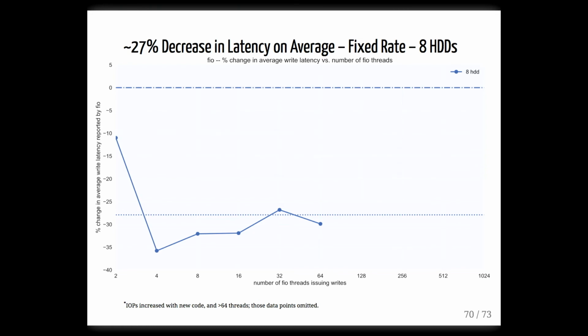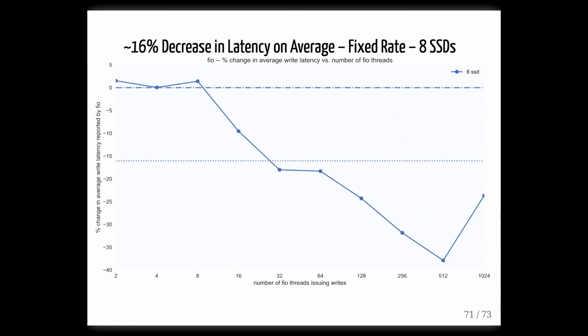Also worth noting, the IOPS began to diverge at thread counts greater than 64, where my new code started doing more IOPS than the old code. So I removed those data points to keep the comparison fair. There was still improvement, but I didn't think it was fair to show that.